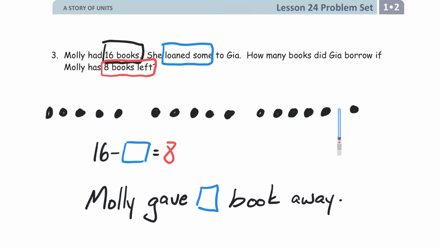So again, you're going to make your group. You know you have a group of 8 and whatever's left will be your mystery number. So go ahead and make those groups, fill in that mystery number, come right back and we'll take a look at number 4 together.